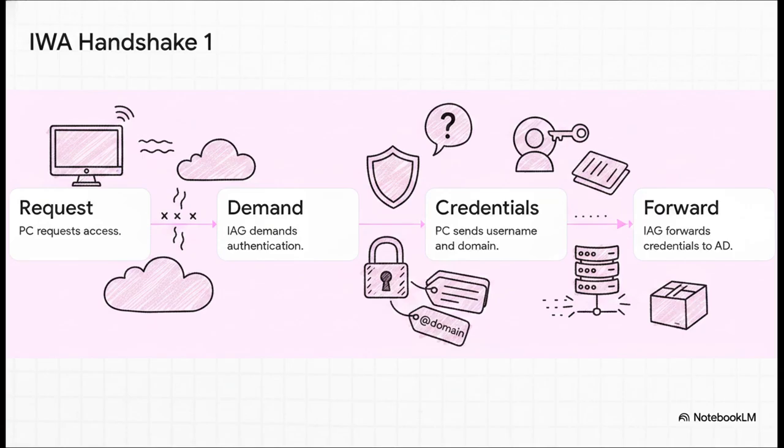All right, first half of the conversation. Step 1, the PC tries to hit the internet. Step 2, the IAG stops it cold and basically says, hold up, I need some ID. In Step 3, the PC automatically shoots back the username and domain name. And then Step 4, the IAG turns around and forwards those credentials straight to the AD server. That's the initial challenge response, and it all happens in literal milliseconds.